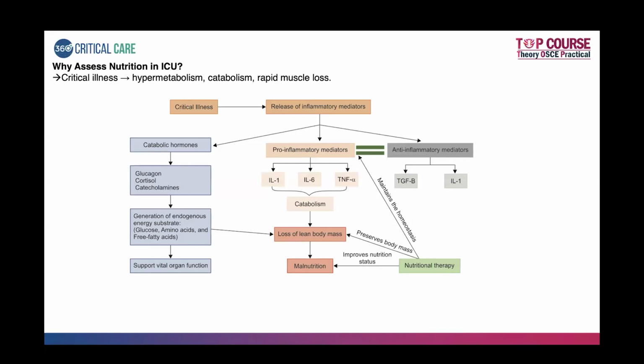Because critical illness is associated with hypermetabolism, catabolism, and rapid muscle loss. So why this is a problem is that the loss of lean body mass that occurs because of this rapid muscle loss has been attributed to increased mortality, increased duration of ventilator, and length of hospital stay. So this is why nutrition has been taken as a very important factor in ICU management.